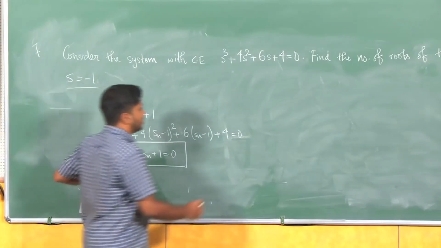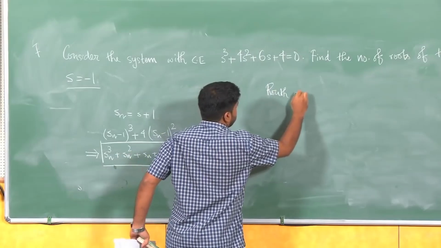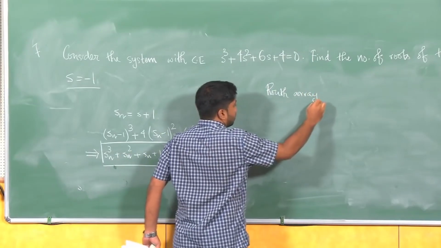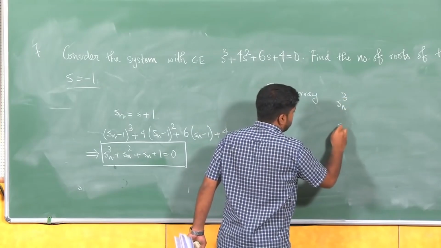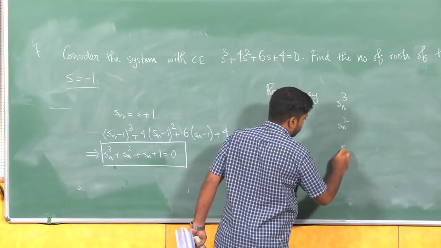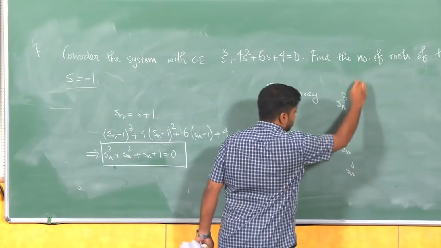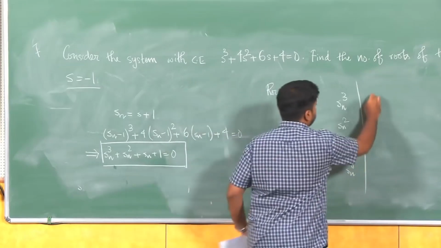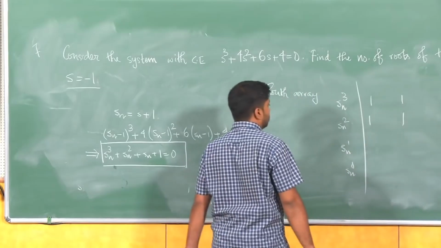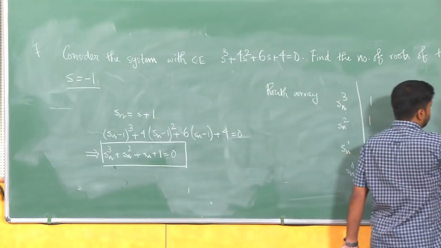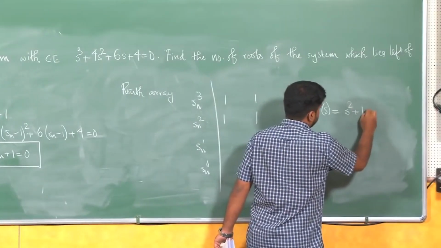Now, the Routh array for the new equation has rows S^3, S^2, S^1, S^0. Okay, so 1 1 1 1. So, the entire row is going to be 0. So, we consider the auxiliary equation A(s) = S^2 + 1 = 0.